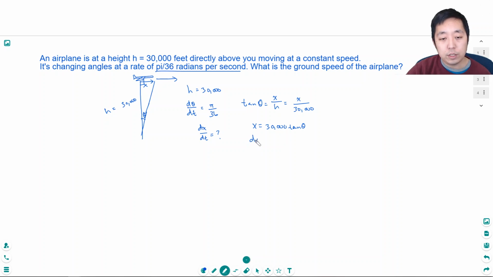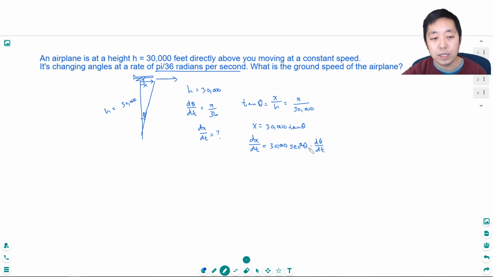And now I take the derivative. dx dt is equal to 30,000 times the derivative of tangent, which is secant squared theta. But because the inside is not t, and I'm taking the derivative with respect to time, theta is a function of time, so it's going to be times d theta dt. This is what I'm trying to solve for. I know d theta dt, but I don't know theta. Let's think about what theta is. When it's directly overhead, theta is 0, right? Because it's zero angle when it's directly overhead.